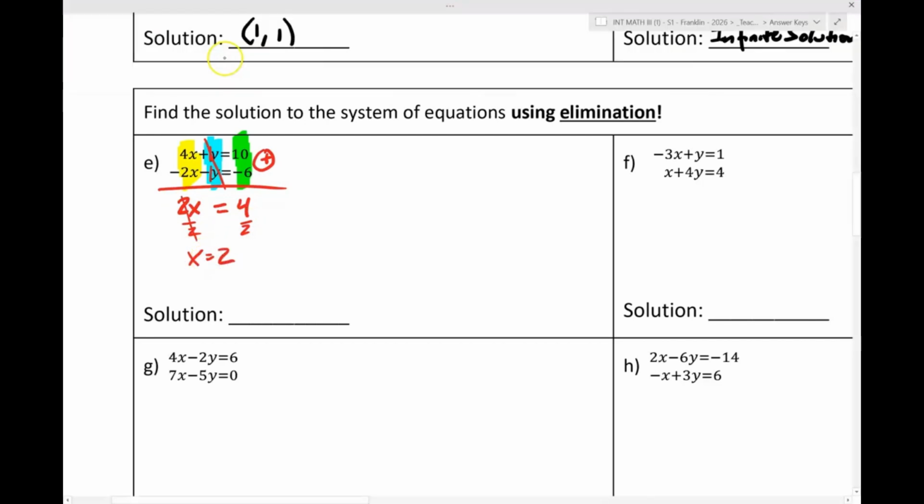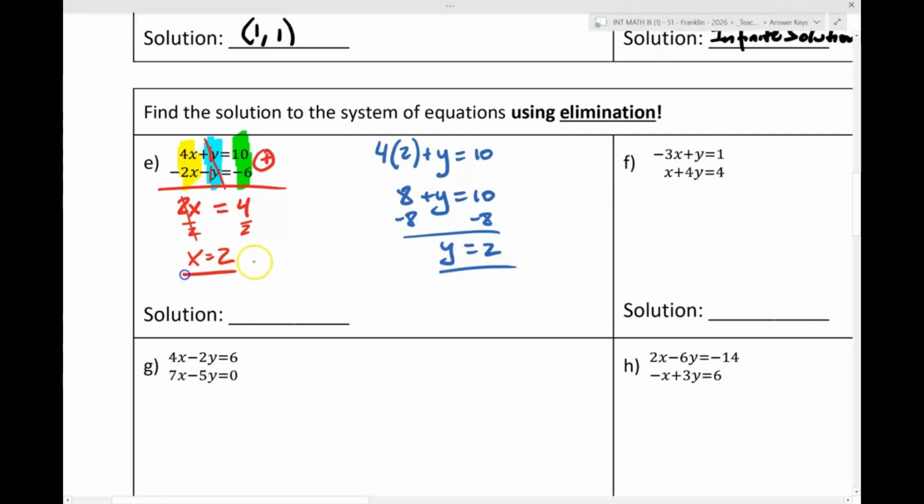And now we do have to do a little bit of substituting. So we know that x is equal to 2. We can take either one of these first equations. I'll use the first one, and then put 2 in for x. So 4 times 2 plus 1y equals 10. And now I can solve for y, because 8 plus y equals 10. So just subtract 8, and y equals 2. So my solution is the point 2, 2.